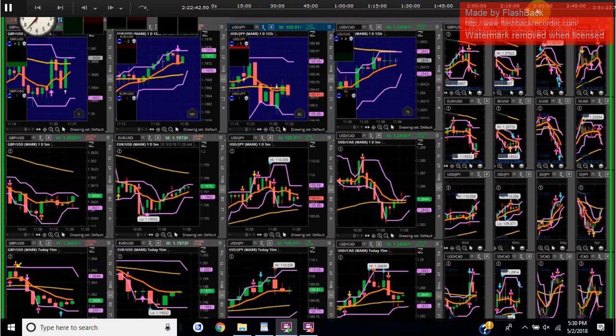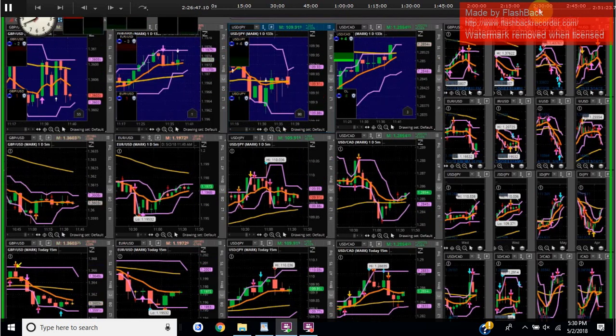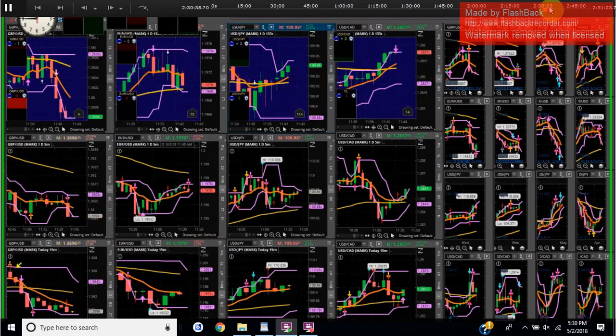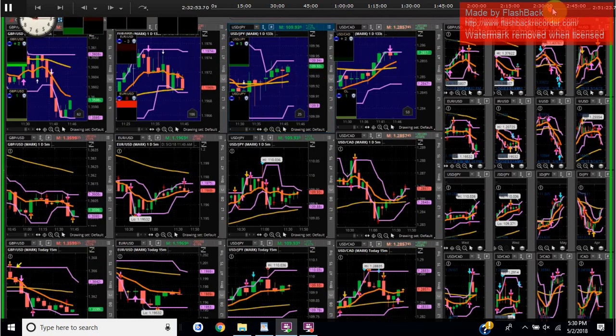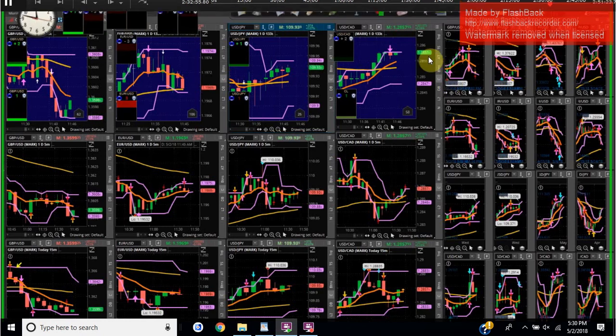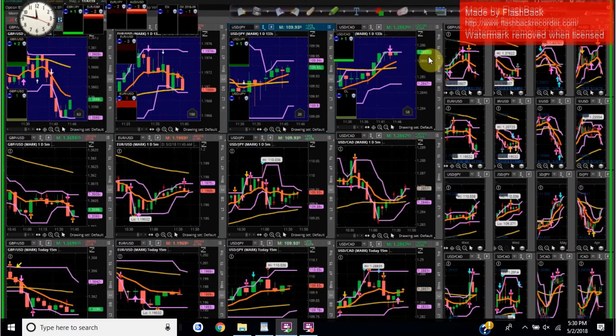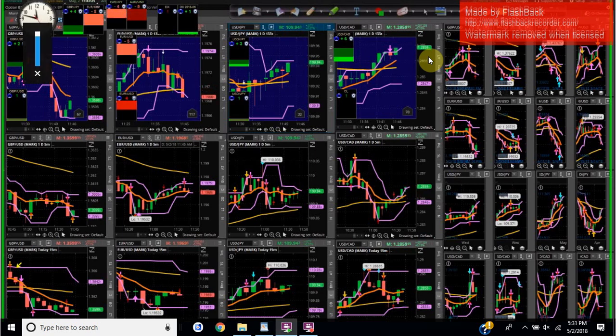47. So it went up to 54, a little bit more, right there 57. So there you go, 10 pip moves off a 15-minute signal, and it went up a little bit more. So there you go. And that's a wrap, guys.